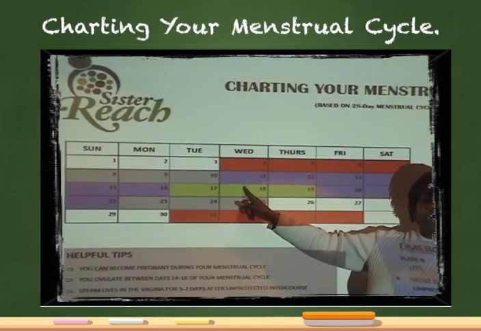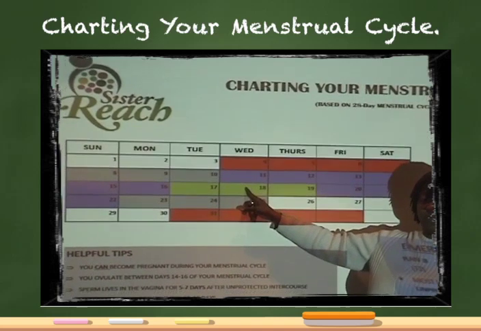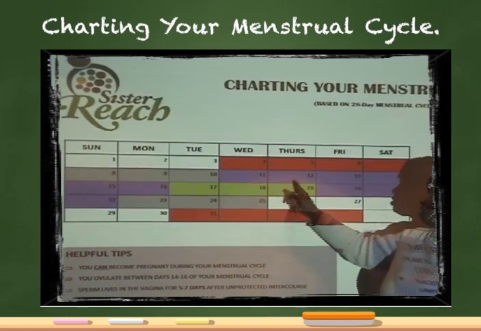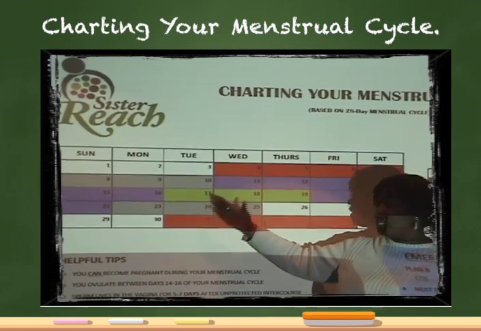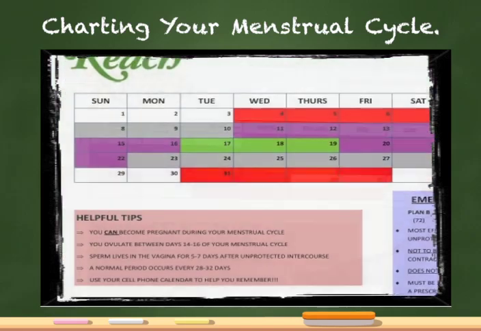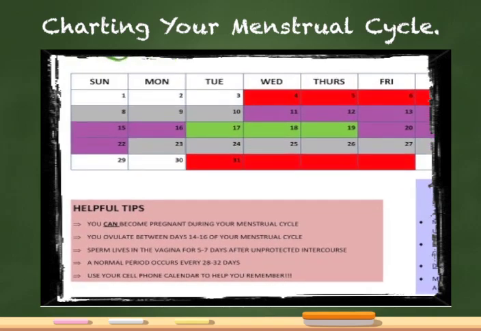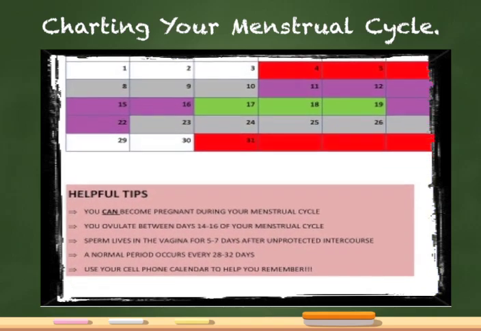Now, let's just say for the sake of this exercise that this person had unprotected sex on this day, okay, the very first day of ovulation. So, 1, 2, 3, 4, 5, 6, pregnant. Why do I say that? Let's go down to our helpful tips. Sperm can live in the vagina for 5 to 7 days after unprotected intercourse.